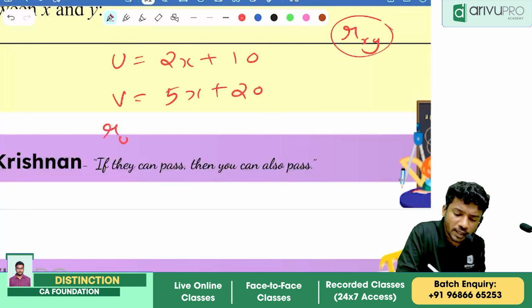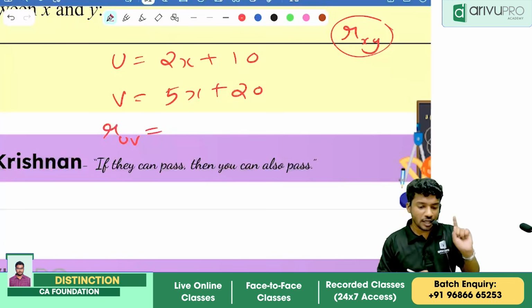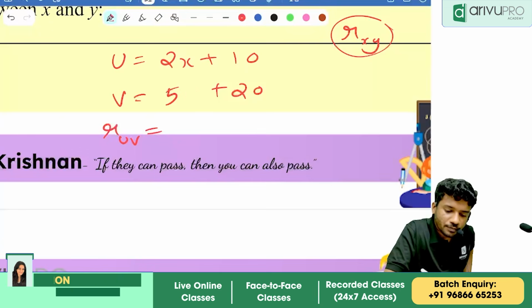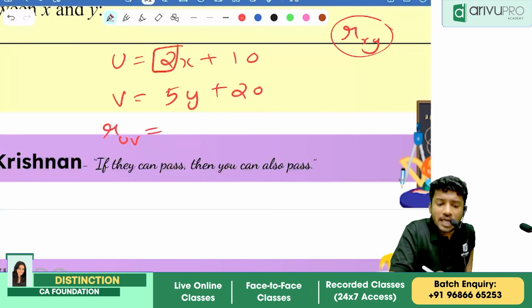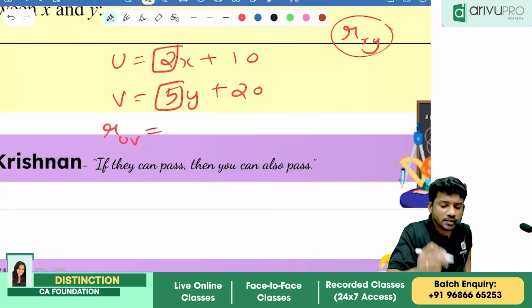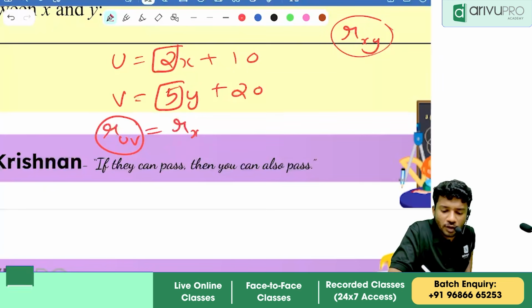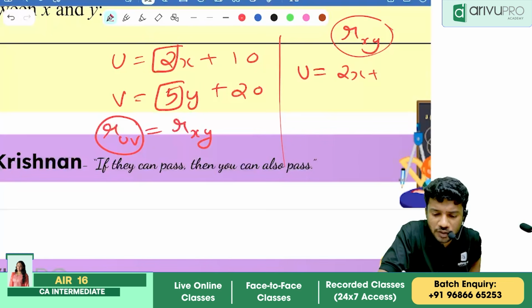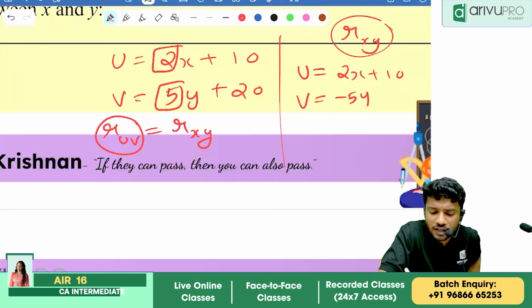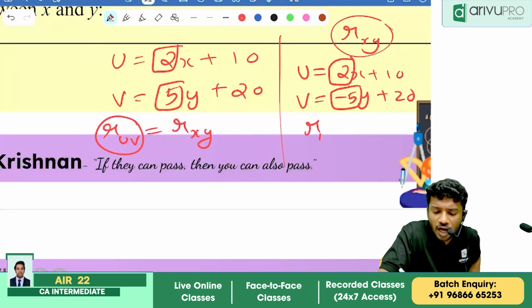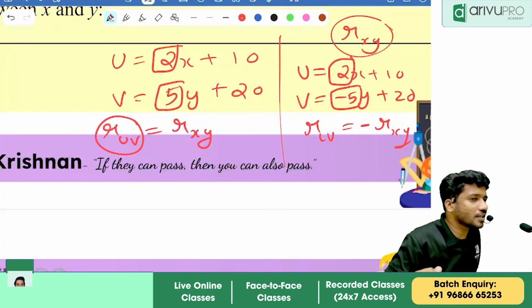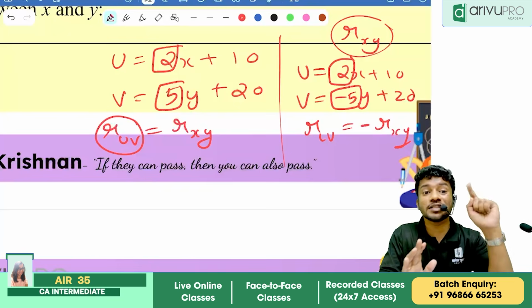Now we need to find a correlation coefficient between U and V. Now people, if the sign of X and sign of Y both are same, then RUV will be equal to what? RXY. Then what if it is like this? U is equal to 2x plus 10, V is equal to minus 5y plus 20. If the sign of both X and Y are different, RUV is equal to what? Minus RXY. That is the meaning. Understood the meaning, people? So this is the way they will ask question.